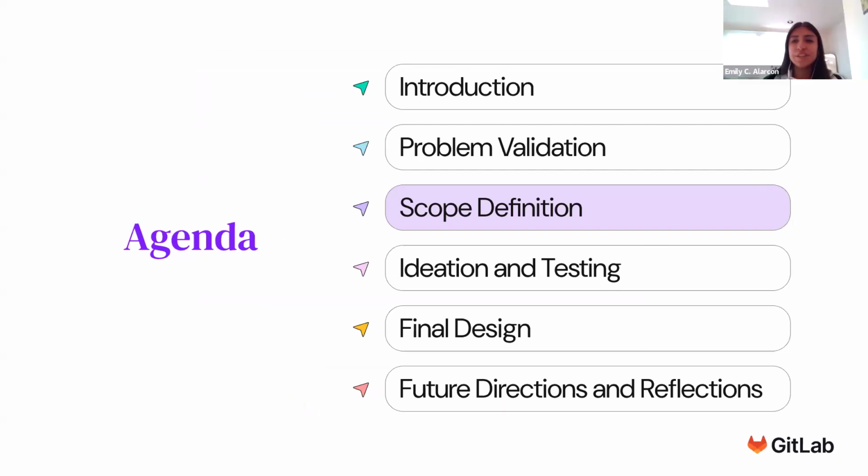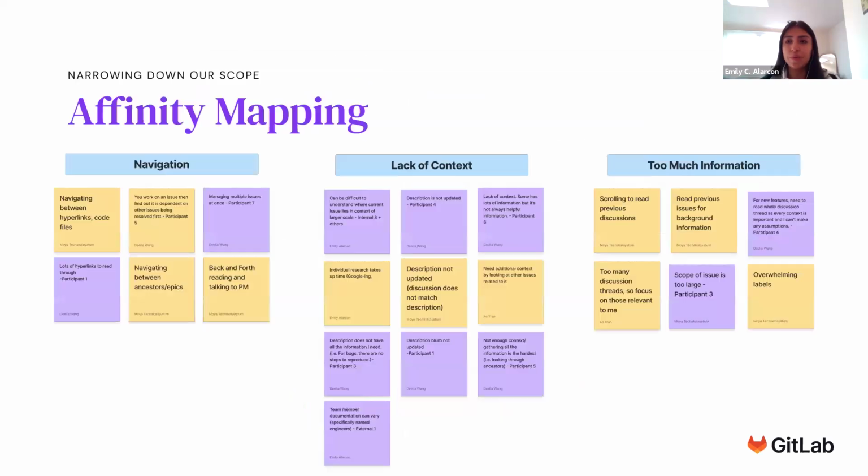So although we understood the importance of our goal, we had identified several points of frustration. So now we moved on to identifying our scope, which meant identifying which areas our project would focus on. We were able to group our findings into three main themes of the problem areas we observed. There was complexity in navigation, which was due to scanning through links, code files, other issues, and even people to get further clarification from.